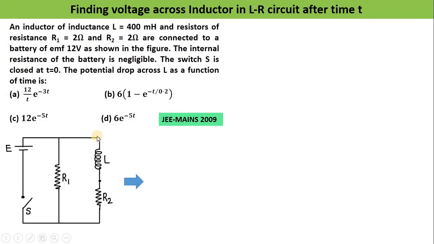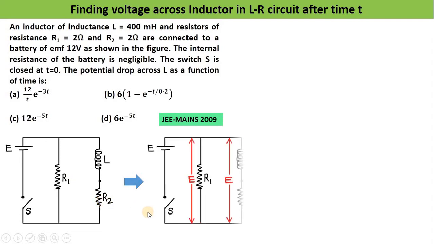Firstly, the main problem here is that there are two parallel branches. One branch contains resistance alone and the other branch contains inductor and resistance both. How can we simplify this circuit? Let's see. Obviously, we are not going to find the equivalent resistance of R1 and R2. That would be wrong in this question.